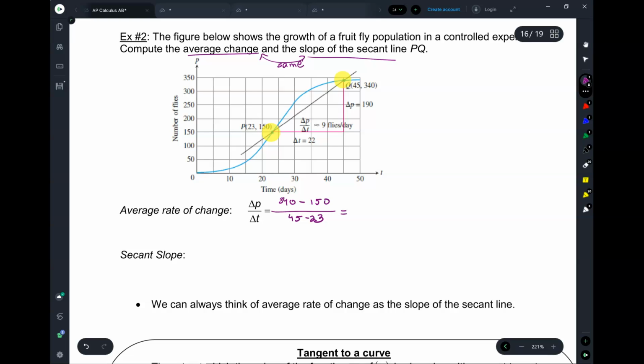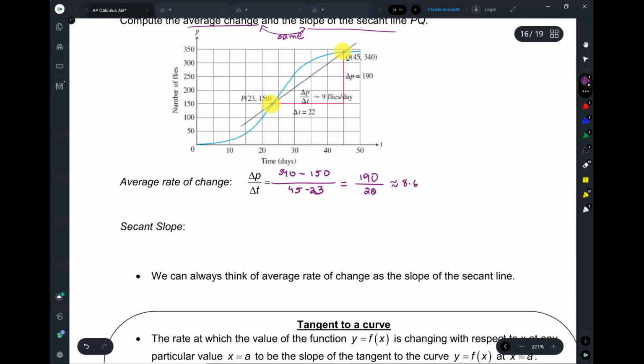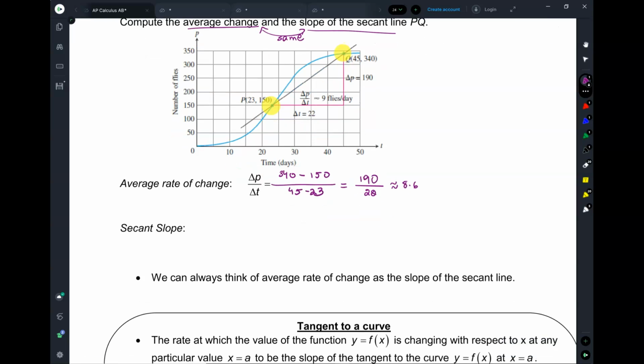So then that will be 190 over 22. You've got to plug it into the calculator. That's about 8.6. Okay? And I do the curvy equal sign because that means approximately. That's just habit. You can write equal.